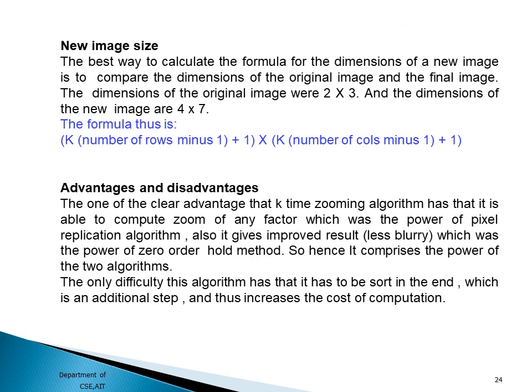The best way we can calculate the formula for any dimension of the new image is by comparing the original image and the final image. So if the dimensions of the original image are 2 cross 3, and the dimensions of the new image are 4 cross 7, you can say that here we have the k factor, which means how many times we are zooming. That value we have to give, and then you can see what your new image will be.